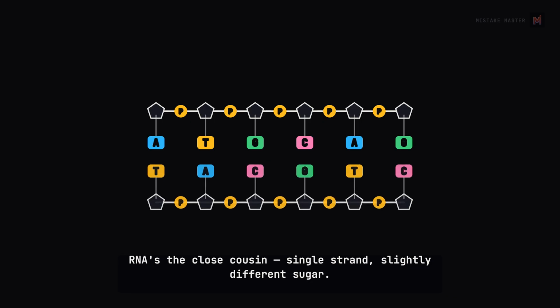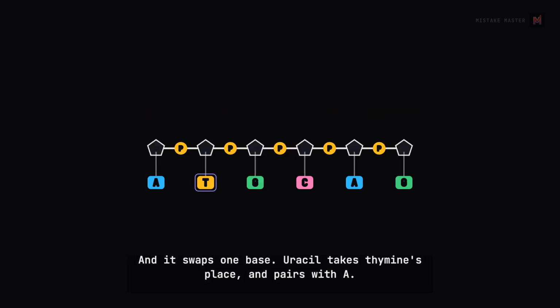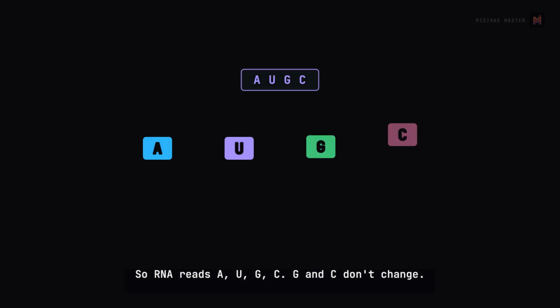RNA is the close cousin. Single strand, slightly different sugar. And it swaps one base. Uracil takes thymine's place and pairs with A. So RNA reads A, U, G, C. G and C don't change.